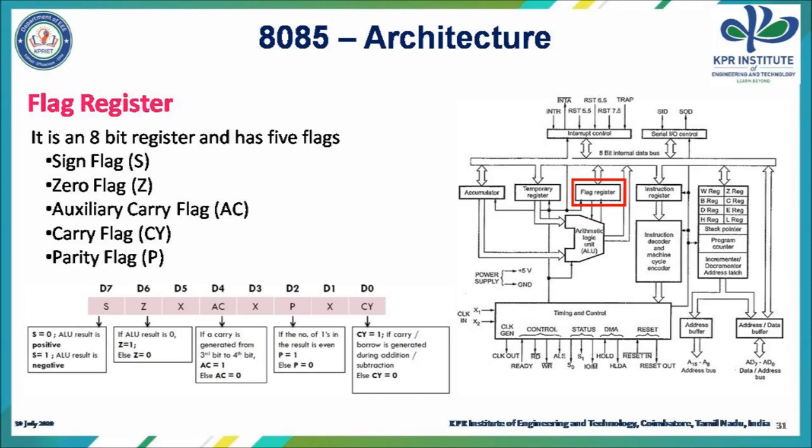Then the D7 bit is used as the sign flag. If the result is positive, then the sign flag will be equal to 0, and if the result is negative, then the sign flag will be equal to 1. So there are 5 flags in the 8085: sign flag, zero flag, auxiliary carry flag, parity flag and carry flag.